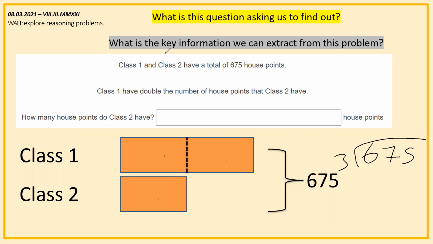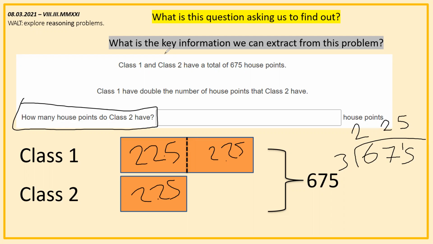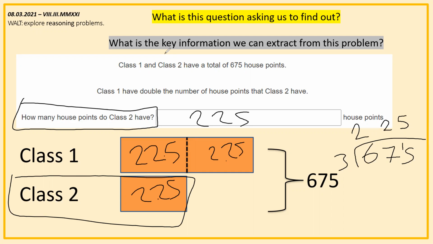So how many 3s go into 6? That is 2. There's none left over, so I don't need to carry over anything. How many 3s go into 7? Again, 2. I need to carry over 1 because 3 times 2 is 6, and we've got 1 left over to make 7. And then how many 3s go into 15? Well, that would be 5. So that means each of these boxes is worth 225. So the question is asking us, how many points do class 2 have? Well, class 2 have 225 house points.